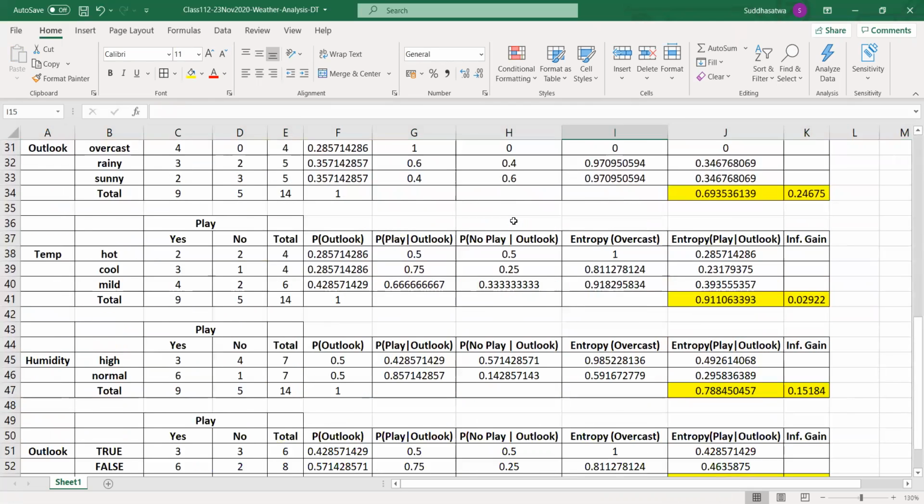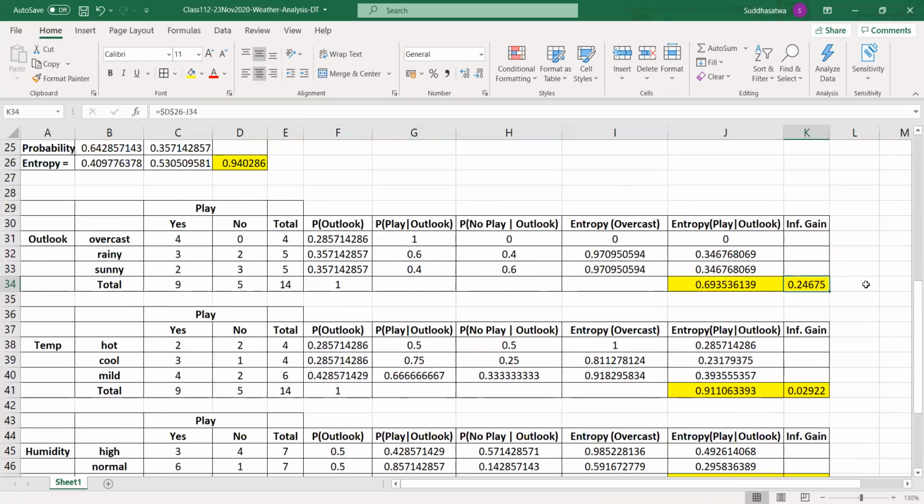I think we have done the calculation. Now you can clearly see where the information gain is highest. The information gain is highest for Outlook, right?